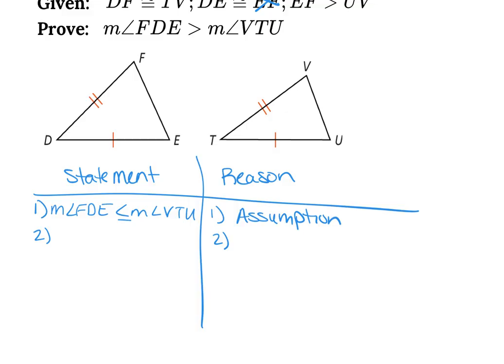Okay, and if it's possible that it could be equal, then we would be able to prove our triangles are congruent. So triangle DEF would be congruent to triangle TUV. That would be through side angle side, because we have a side, an angle, and a side.